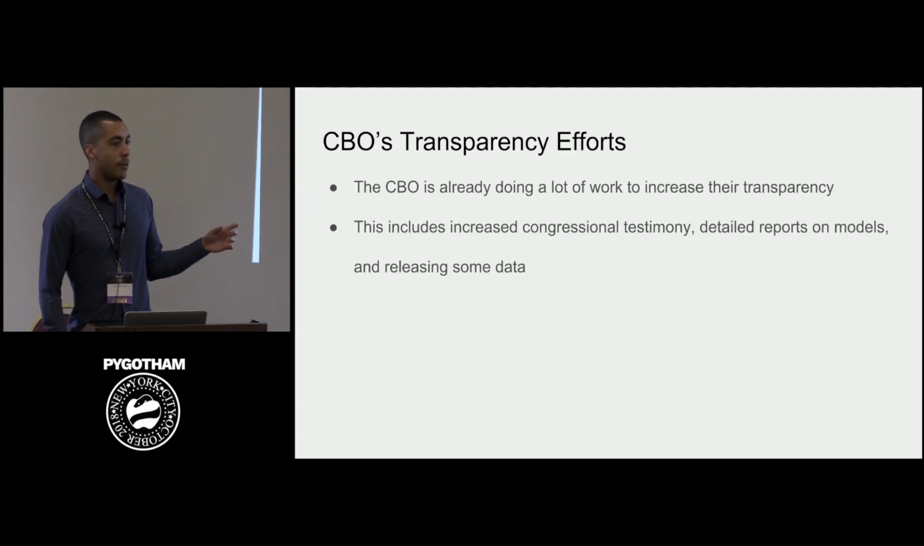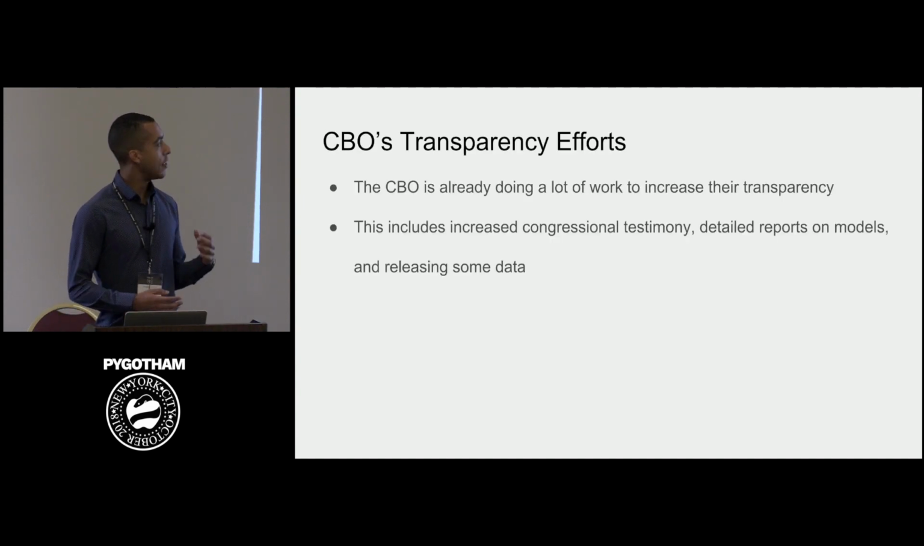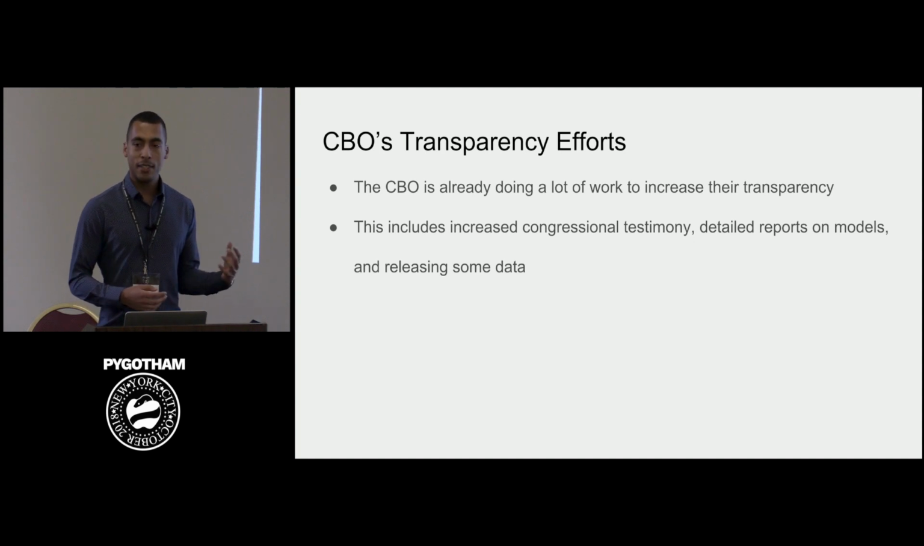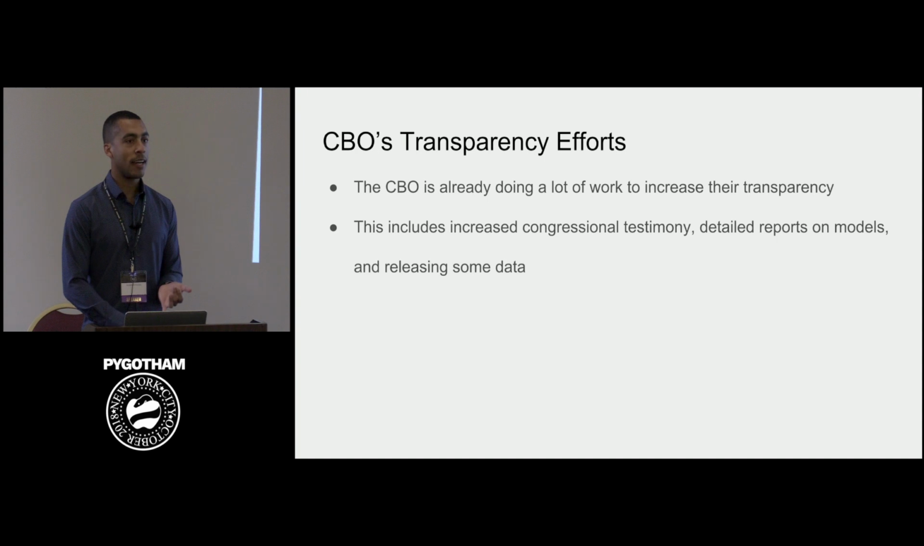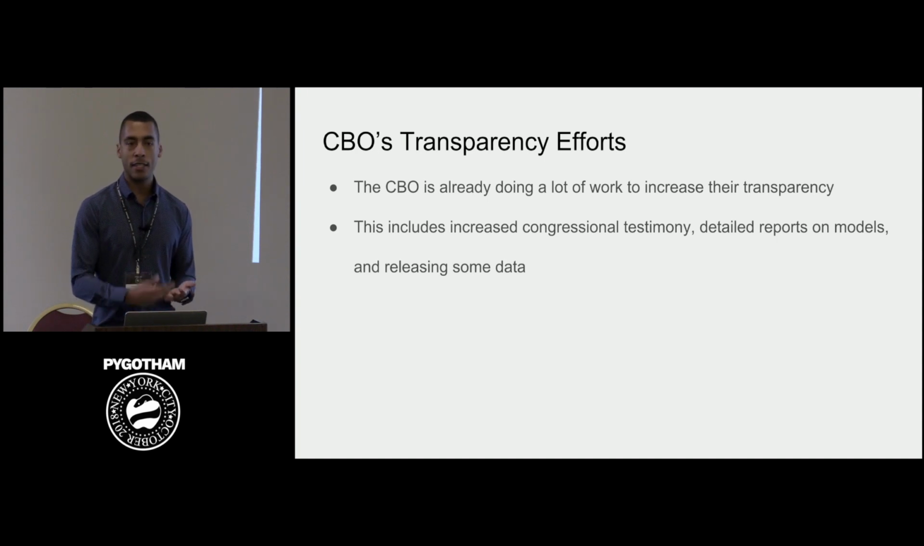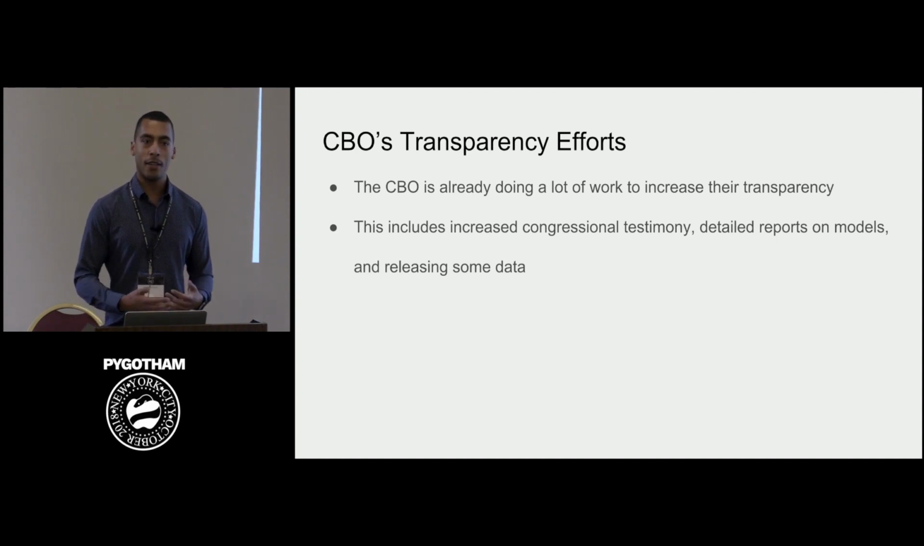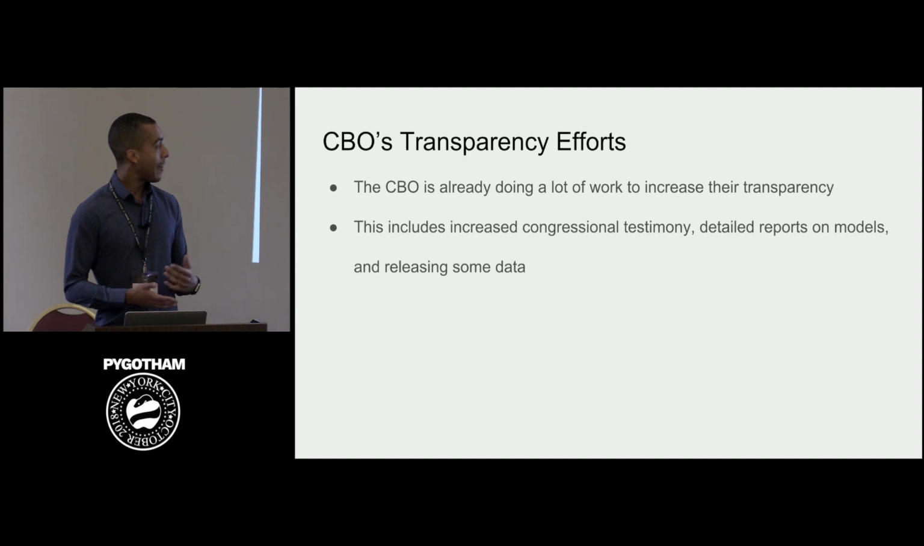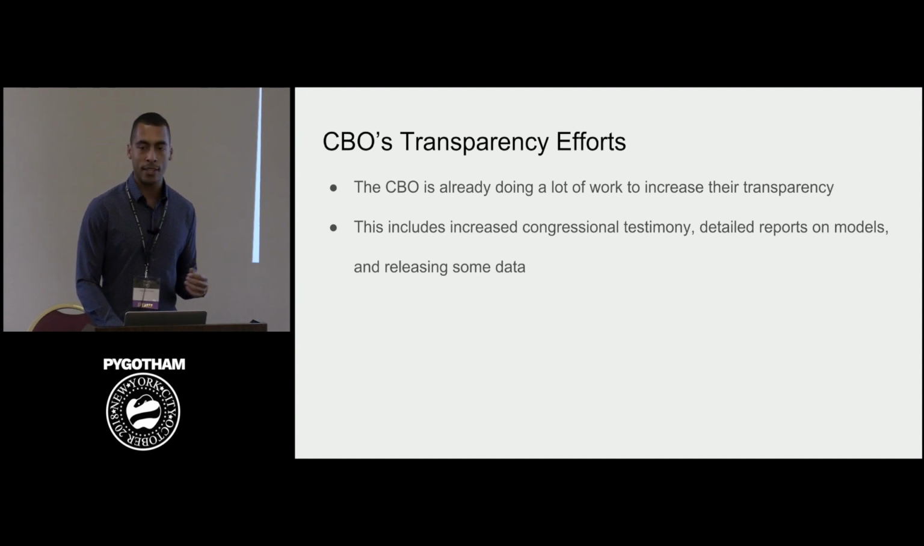And then the CBO, who I've talked about a lot, has actually done a great job recently about trying to increase their transparency. So they're testifying in front of Congress more. They're publishing more detailed reports on their models and their data. And they actually have started releasing some data and code as well. So it's been great to see them actually pushing the transparency initiative sort of unprompted.